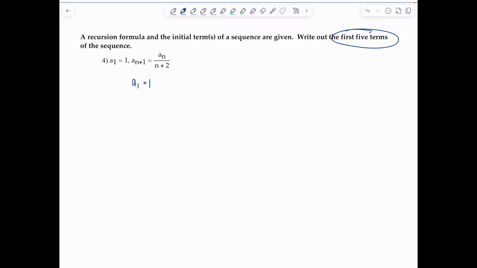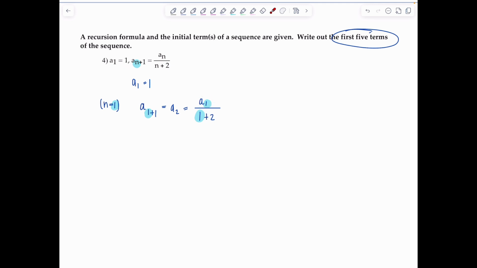That makes sense. They gave me a freebie, right? They gave me the first one. If I want the second term, then I'm plugging in 1 for n. I hope that makes sense. If I plug in 1 for n, then I'm finding a sub 1 plus 1, right? Which is a sub 2. And that equals the term that came before, a sub 1, over 1 plus 2. Remind yourself, n is 1, n is 1, n is 1, n is 1. Okay, so that's why they have to give me the first term, so I know where to start.